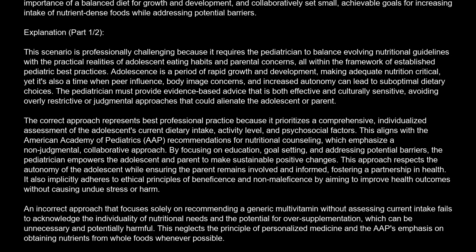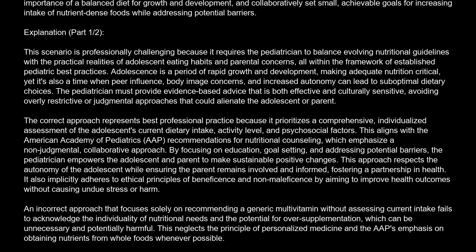Explanation: This scenario is professionally challenging because it requires the pediatrician to balance evolving nutritional guidelines with the practical realities of adolescent eating habits and parental concerns, all within the framework of established pediatric best practices. Adolescence is a period of rapid growth and development, making adequate nutrition critical, yet it's also a time when peer influence, body image concerns, and increased autonomy can lead to suboptimal dietary choices. The pediatrician must provide evidence-based advice that is both effective and culturally sensitive, avoiding overly restrictive or judgmental approaches that could alienate the adolescent or parent.